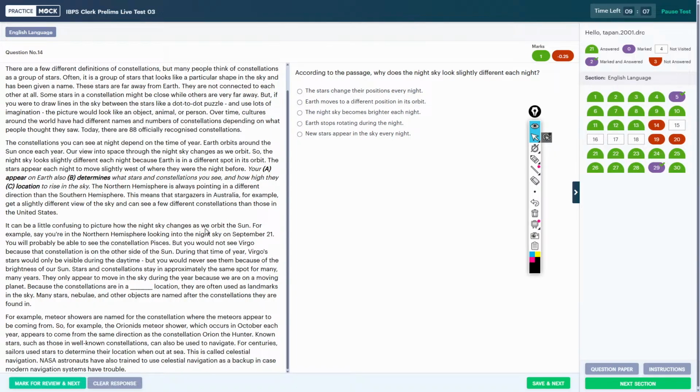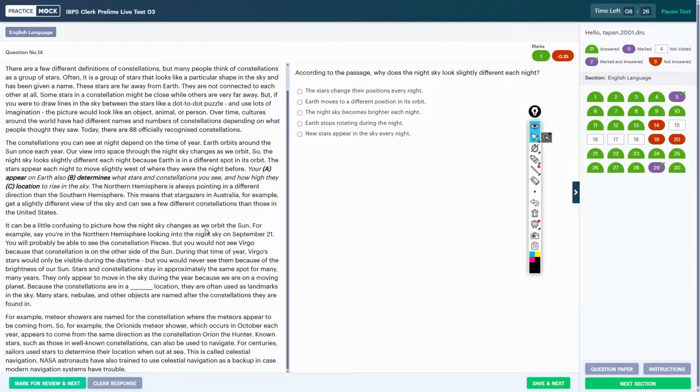Over time, cultures around the world have had different names and numbers in constellations depending on what people thought they saw. Today, there are 88 officially recognized constellations. The constellation you can see at night depends on the time of the year. Earth orbits around the Sun once each year. Our view into space through the night sky changes as we orbit. So the night sky looks slightly different each night because Earth is in a different spot in its orbit. The stars appear each night to move slightly west of where they were seen the night before.